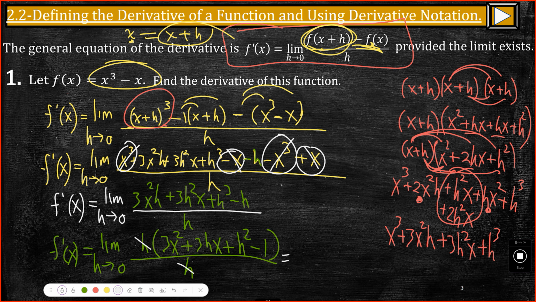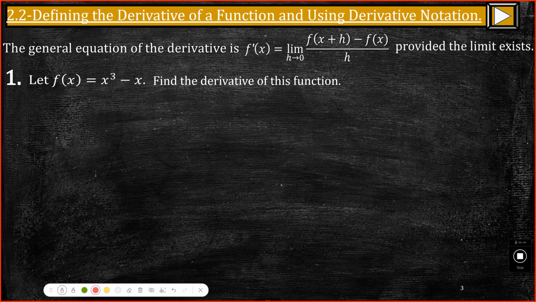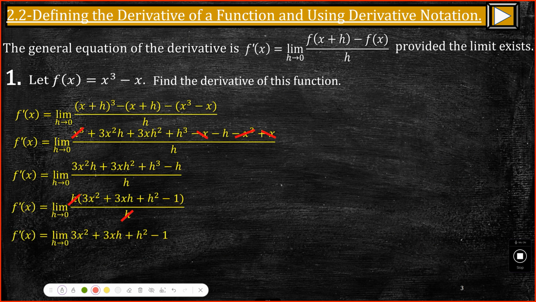So now we're going to have the limit as h approaches 0 of 3x squared plus 3hx plus h squared minus 1. And now we can go ahead and substitute h is 0. If h is 0, this cancels out here. Because h is 0, this part cancels out. And then we're left with 3x squared minus 1. And this is the derivative of this function. So this is how everything works out to be. The derivative is 3x squared minus 1.